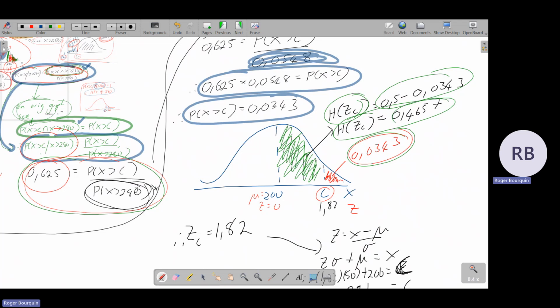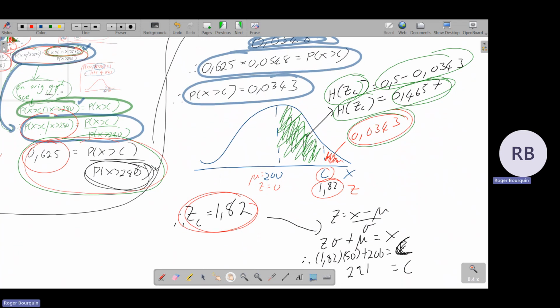Now you go to your table and you look up an area of 0,4657, and you find the associated z score, and you should get 1,82 over here. So the last thing left to do is to find the value of c. To find the value of c, we're going to use z is equal to x minus mu over sigma. So x is equal to z sigma plus mu. The z score for c is 1,82. So 1,82 times 50 plus 200 will be c. So c must be equal to 291.